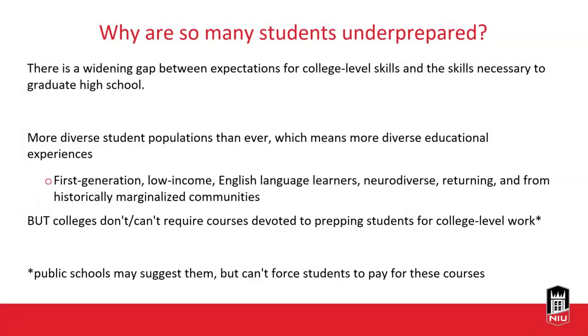We might have students that are English language learners, which is not to say that they're coming in with a deficit, but it's another layer of preparedness that they need in order to work in a language that isn't their primary language or is a language that they've only recently learned, and they're expected to be proficient in order to get this degree. We're seeing more students that are neurodiverse, students that are returning, or they're from historically marginalized communities, so they might not necessarily have the support that other students would have in their homes or within their communities or within their schools.